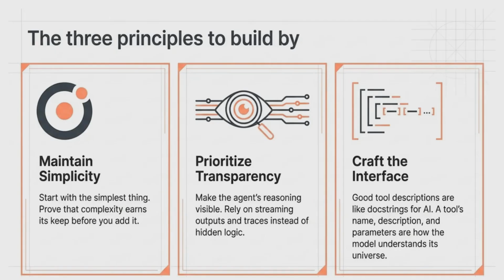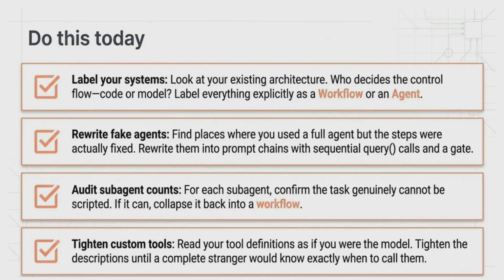Do this today. Take an agent you have built and ask the one diagnostic question of each piece. Who decides the control flow here? My code or the model? Label every piece a workflow or an agent. Find one place where you used a full agent and the steps were actually fixed and nameable. Rewrite it as a prompt chain of sequential query calls with a gate. Pick a task you have not started and walk the decision ladder out loud from a single augmented LLM call down. Stop at the first pattern that fits and write down why the cheaper ones did not.